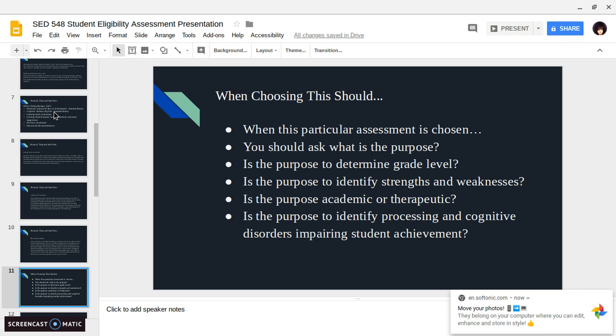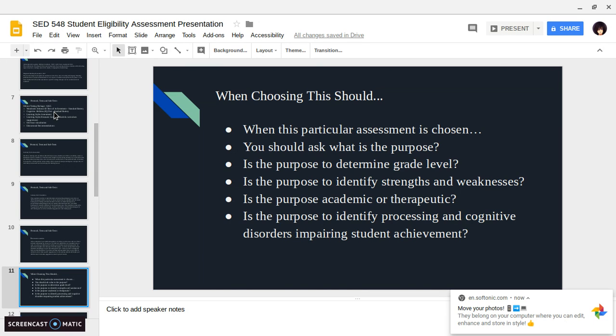Is the purpose to identify strengths and weaknesses? That's what I like to use the Woodcock-Johnson for. What are the strengths and weaknesses of my students? Have I overlooked something they do well because I've become dogmatic in my approach to teaching that student or just teaching the whole classroom? Is the purpose academic or therapeutic?